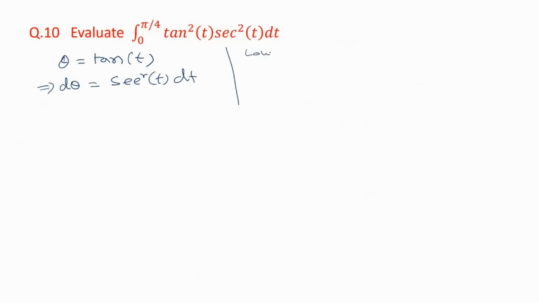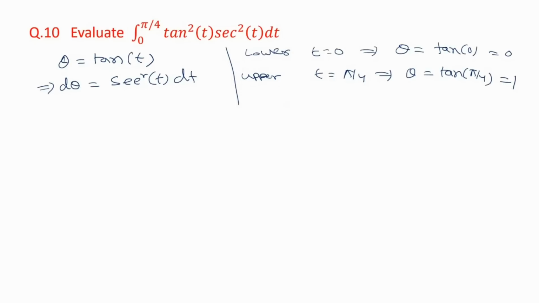The lower limit: t equals 0 implies theta equals tan 0, which is equal to 0. Upper: t equals pi over 4 implies theta equals tan pi over 4, which is equal to 1. So therefore our I is equal to integral 0 to 1 theta square d theta. So it is 1 over 3 theta to the power 3, limit is 0 to 1, so 1 over 3.